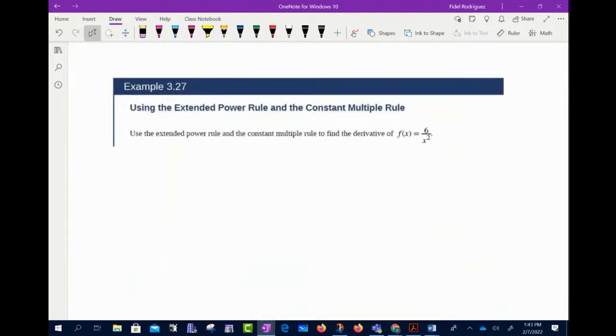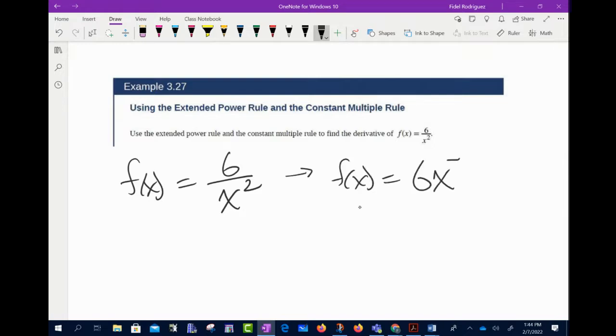Okay, so now, this one says, using the extended power rule and the constant multiple rule. Really what we're trying to do here, y'all, is show you there's a couple of ways you can do this problem. So look, if my problem is f of x equals 6 over x squared, can I write that like this? Right? So guys, remember, when you have exponents on the bottom part of your function, you can move that term to the top, but your exponent now changes sign. If they were positive on the bottom and you bring them upstairs, now they become negative.